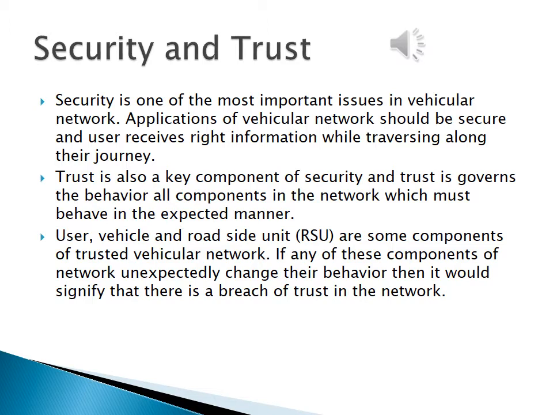Security and trust. Security is one of the most important issues in vehicular network. Applications of vehicular network should be secure, and the user should receive the right information while traversing along their journey. Trust is also a key component of security, and trust governs the behavior of all components in the network, which must behave in the expected manner. User, vehicle and roadside unit, RSU, are some components of a trusted vehicular network. If any of these components unexpectedly change their behavior, then it would signify that there is a breach of trust in the network.